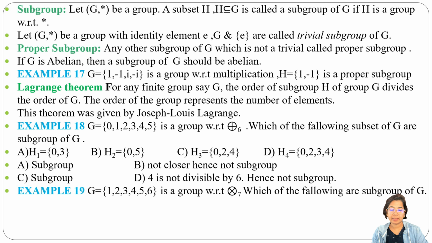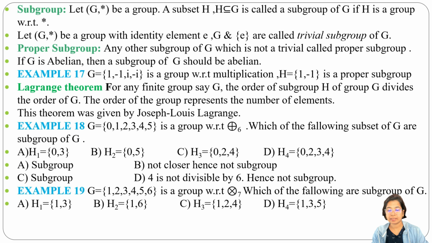Next, example 19. G contains 1, 2, 3, 4, 5, 6 and is a group with respect to multiplication modulo 7. Which of the following are subgroups of G? Here also 4 options are given.